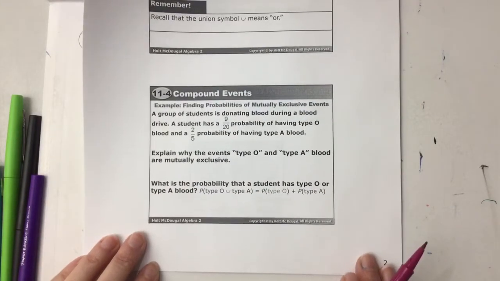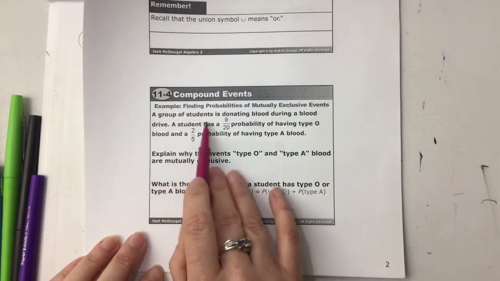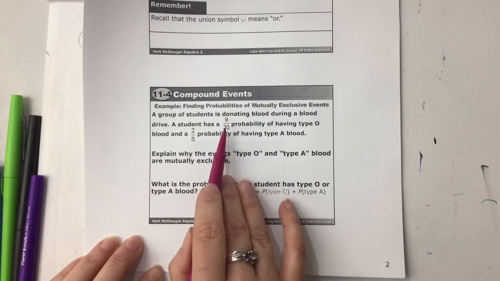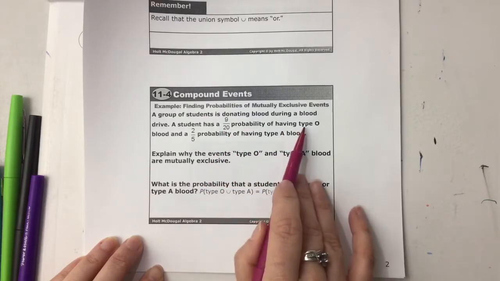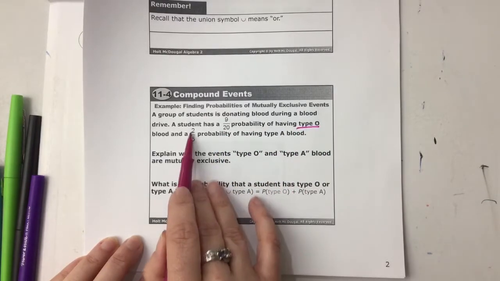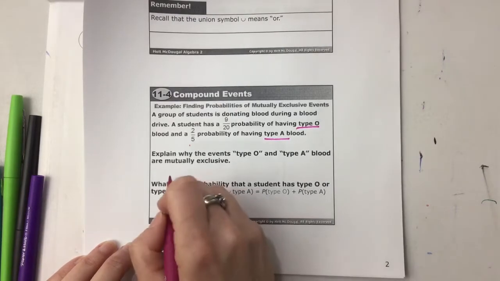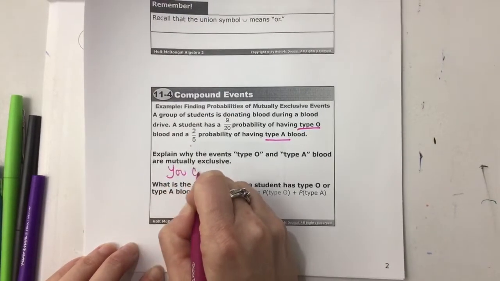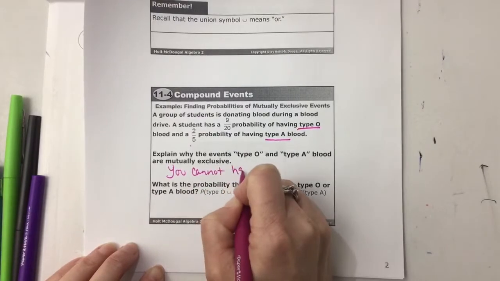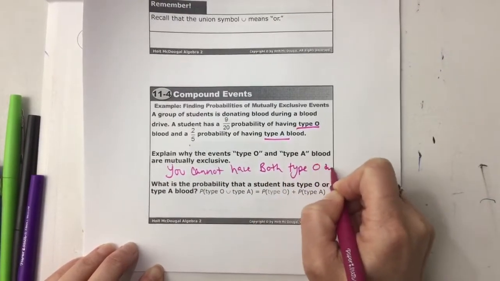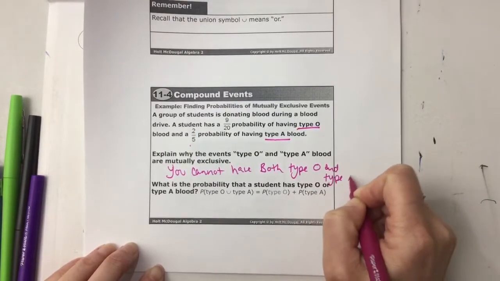Okay, let's go ahead and look at some examples. A group of students is donating blood during a blood drive. A student has a 9 out of 20 probability of having type O blood and 2/5 probability of having type A blood. It says explain why the events type O and type A blood are mutually exclusive. Well, that's because you cannot have both type O and type A blood.